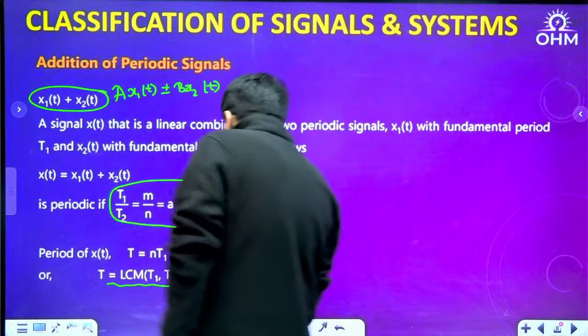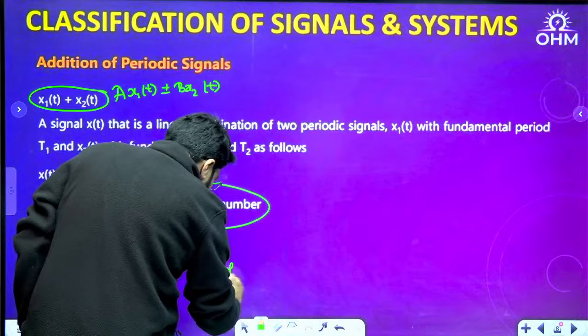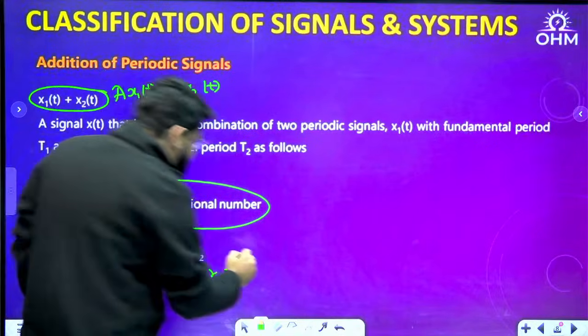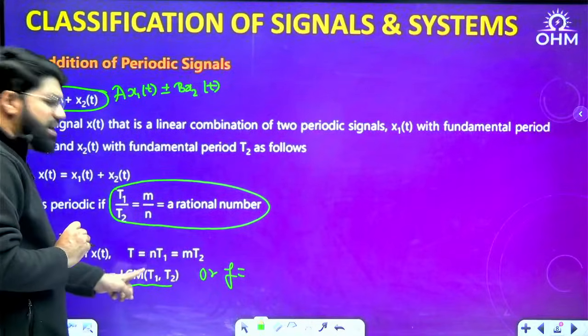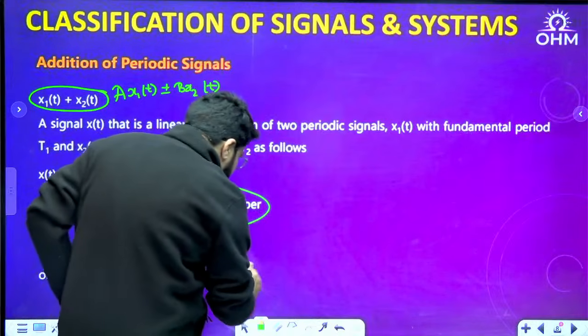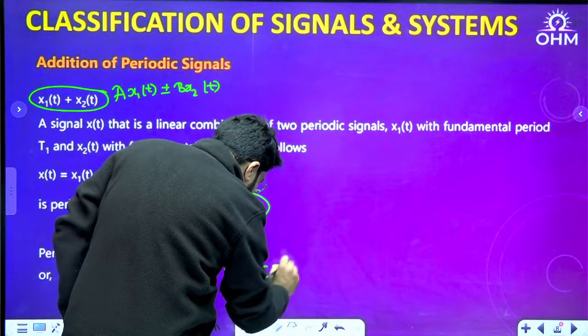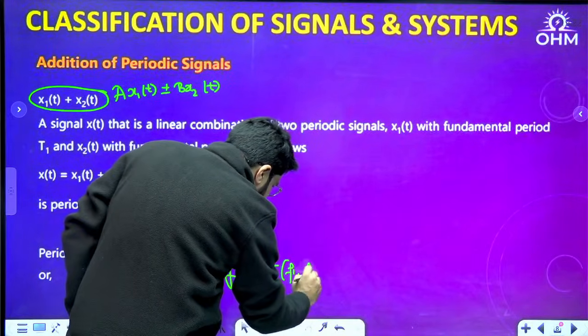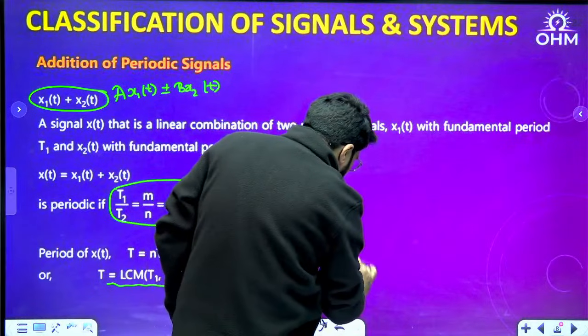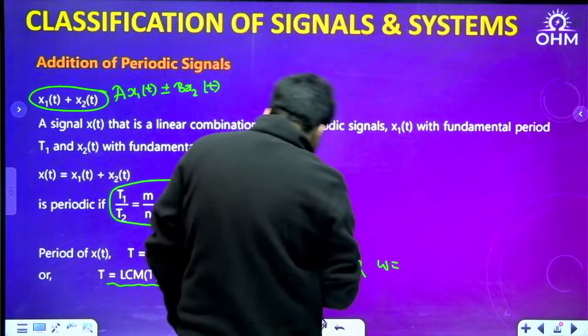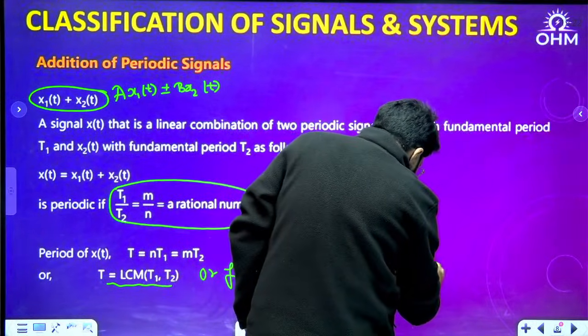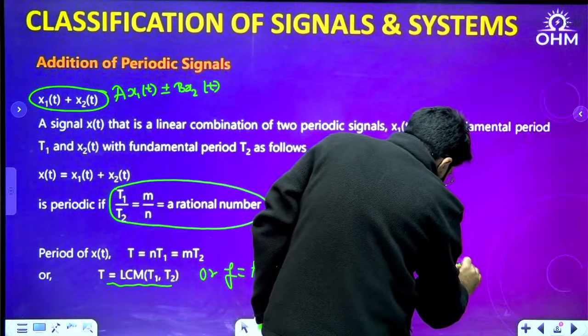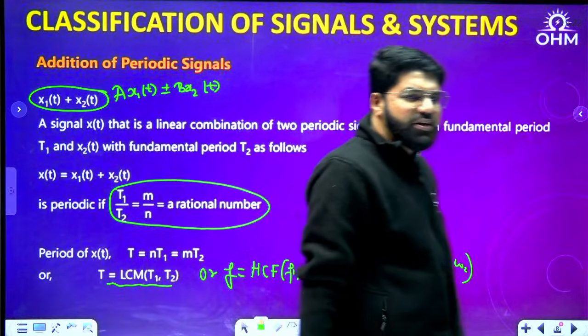Or if you want to write this result in terms of frequency, what is going to be the frequency? Like if T is the LCM of the individual time periods, the frequency is the HCF of the individual frequencies, f1, f2. Same applies to omega as well. Angular frequency is the HCF of omega 1, omega 2. Any of these things can be taken.